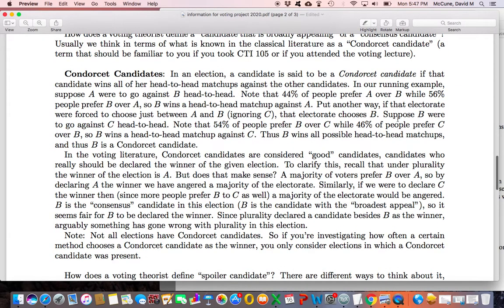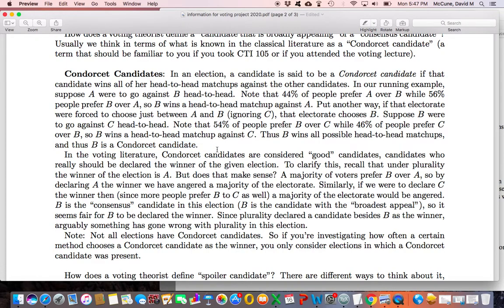Okay, so on the other hand, suppose B went against C head-to-head. We know B wins against A head-to-head. What if B went against C head-to-head? If you do the same thing I just did, you will learn that 54% of the electorate prefers B over C, while only 46% prefers C over B. So if you compare B to A or you compare B to C, B wins. No matter who you compare B to, a majority of the electorate prefers B to that single other candidate. So B wins all possible head-to-head matchups. That's what it means for B to be a Condorcet candidate.